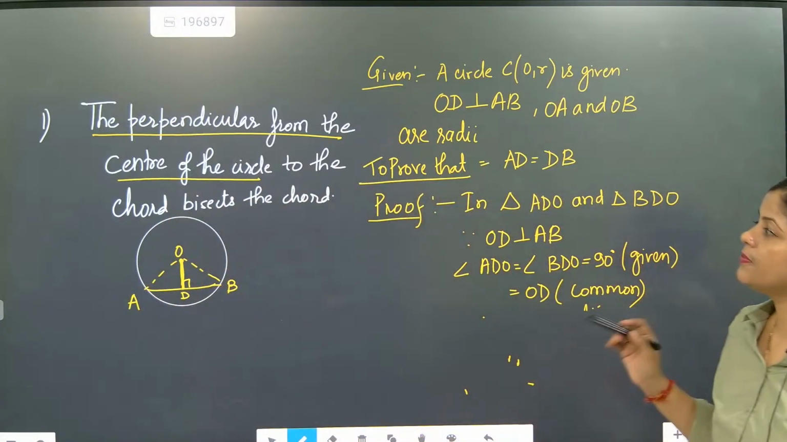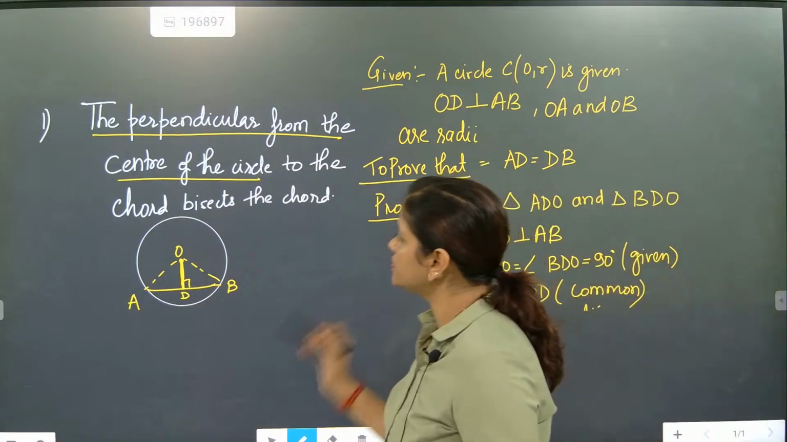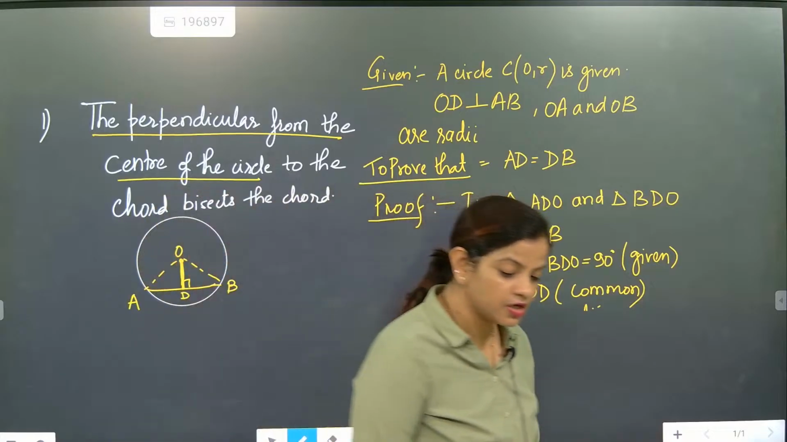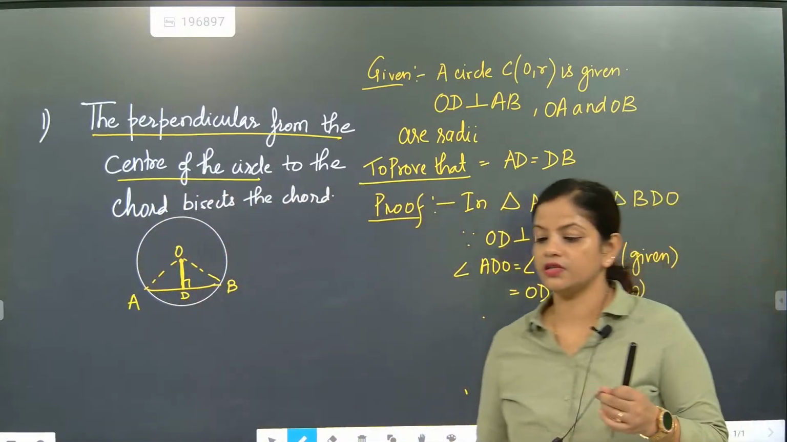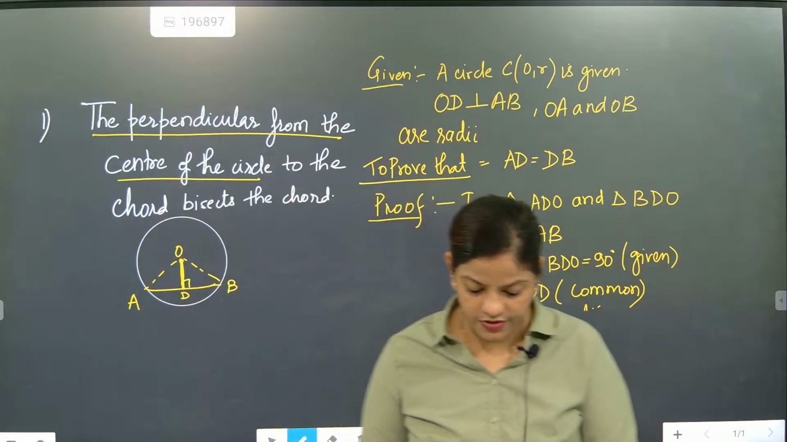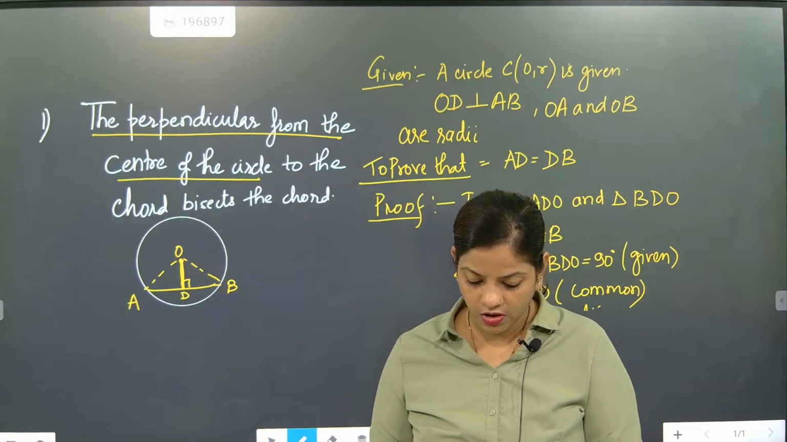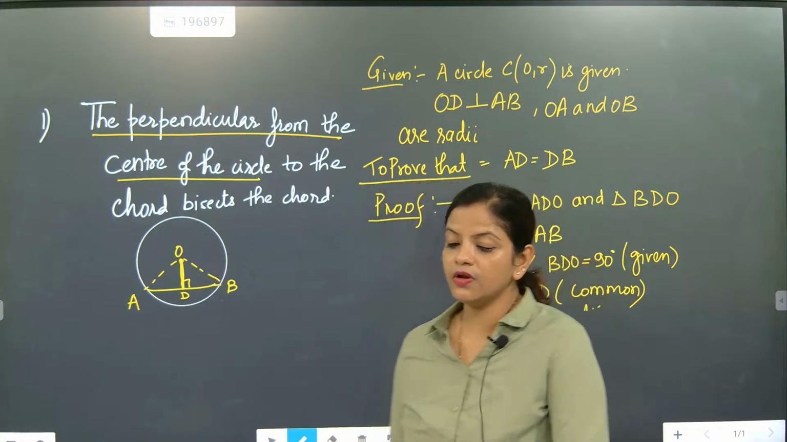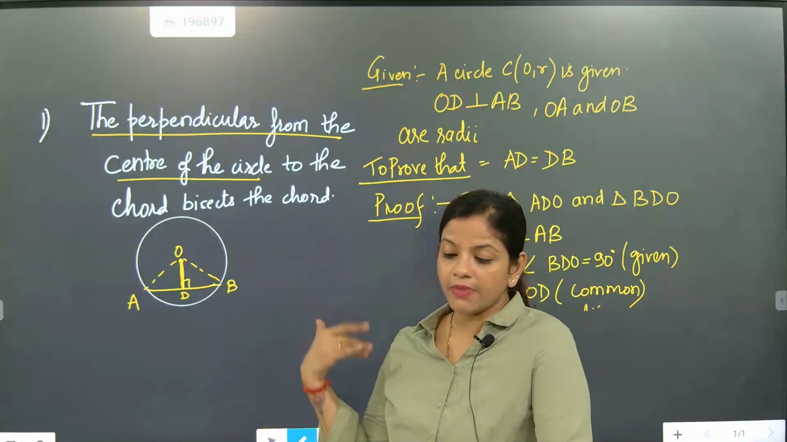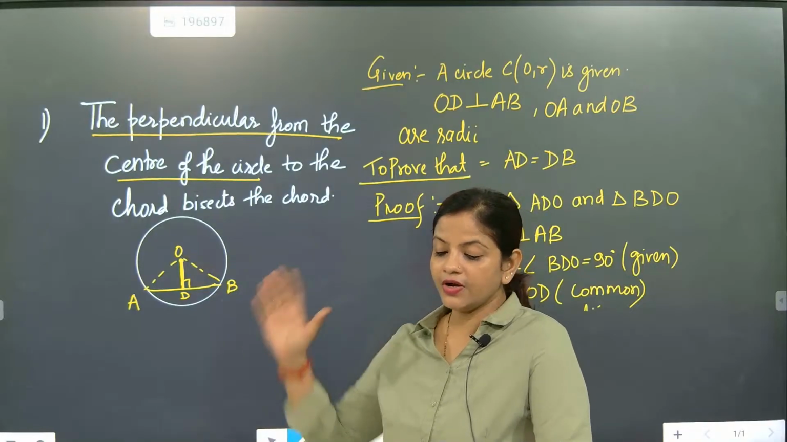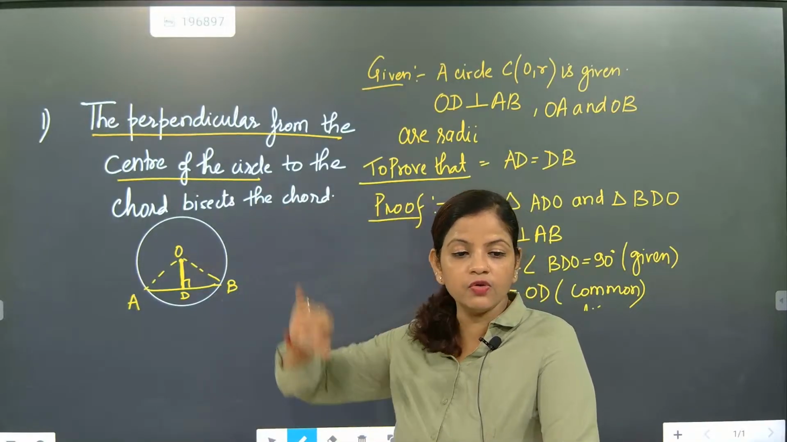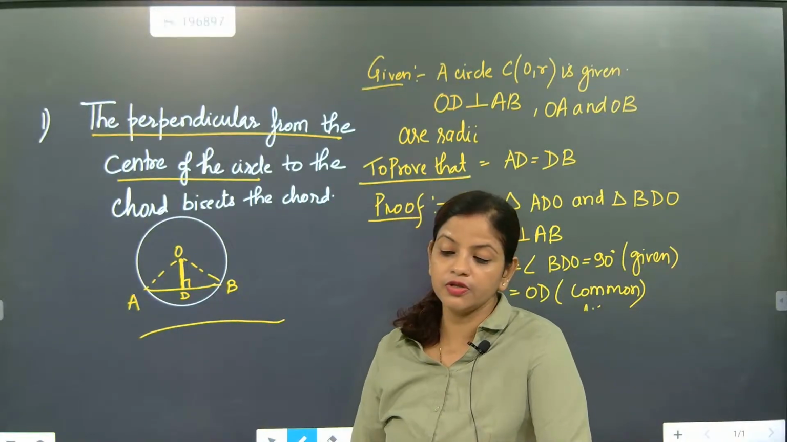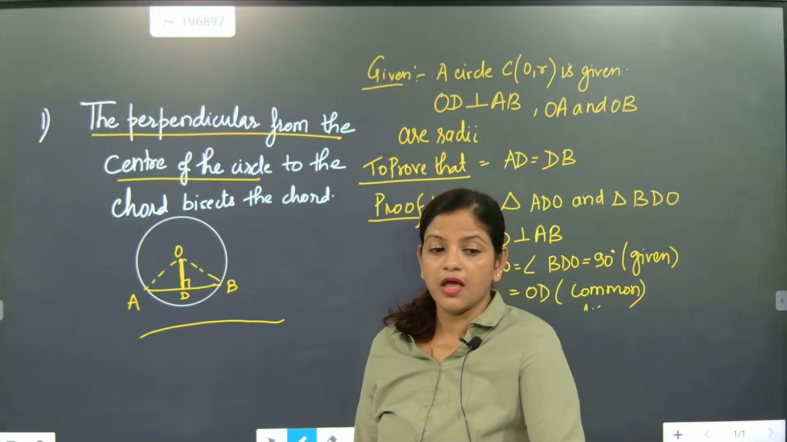So first note down: the perpendicular from the center of the circle to the chord bisects the chord. This is one of the most important parts. So we are drawing a perpendicular and it is exactly going to bisect the chord. So note down this one. This is most important. This is one of the most important theorems for circles. Got it?